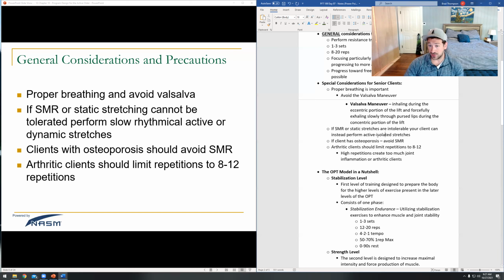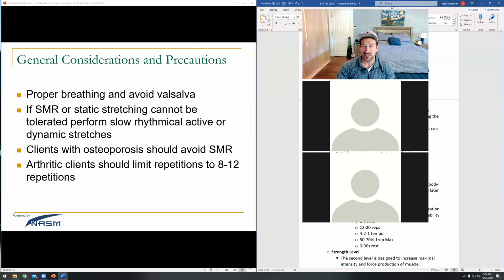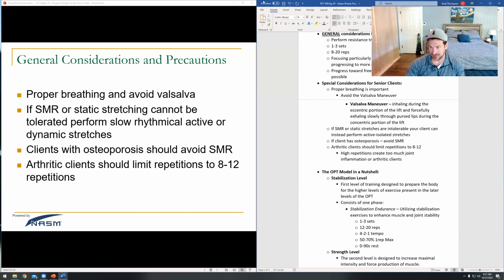Other considerations with seniors: avoid that thing that we just talked about, how great it is, with seniors at least. And SMR or static stretches sometimes can be intolerable. Sometimes static stretches just hurt and ache, it is pulling, right? If your client can't handle that, then you can do slow rhythmic stretching, which is a term that I hate. Do active isolated stretches instead.